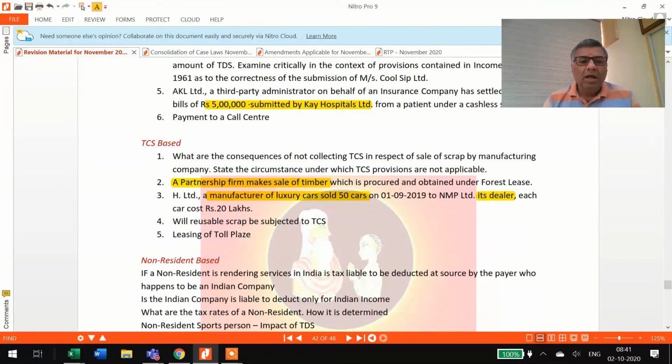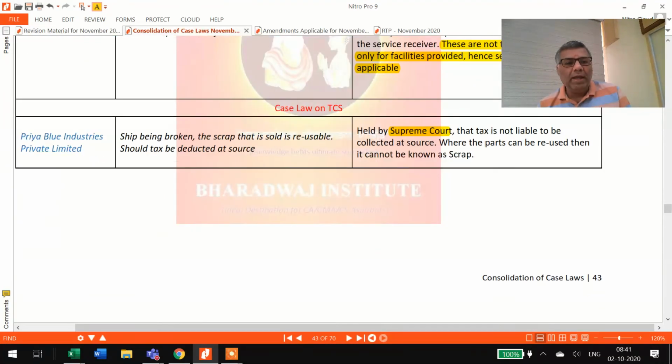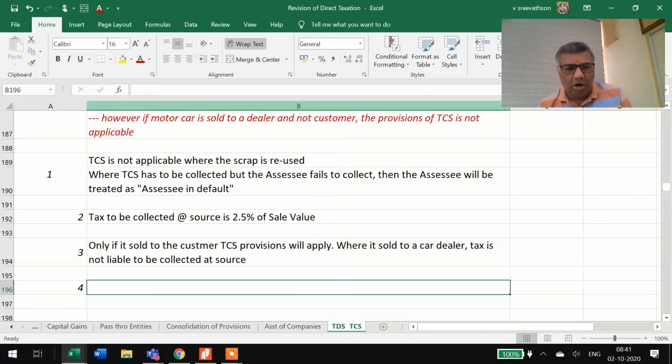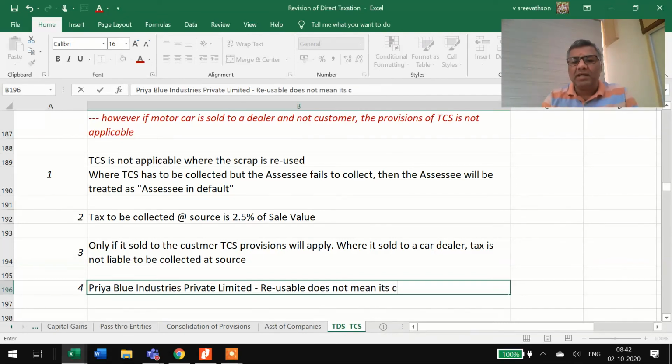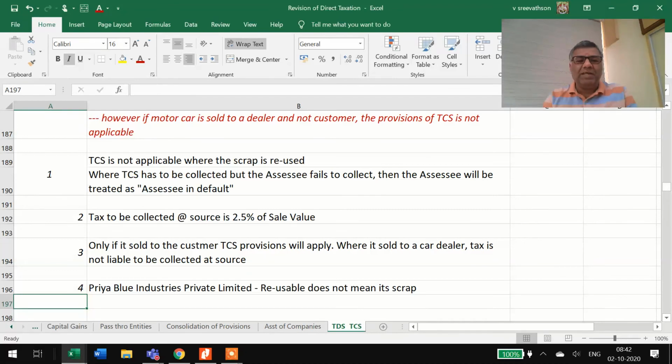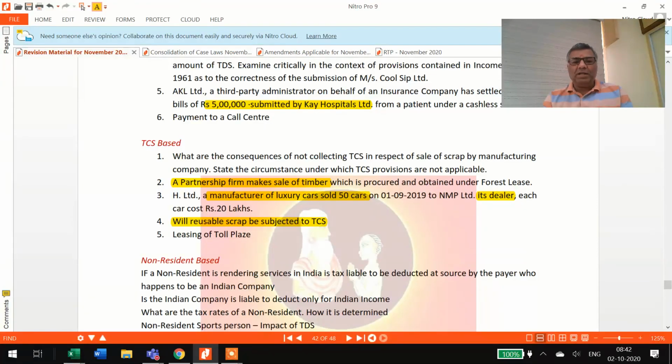Will reusable scrap be subjected to TCS? You have to quote the case law of Priya Blue Industries Private Limited. Reusable does not mean it's scrap. Scrap means thrown away scrap. Reusable cannot take the shape of scrap.